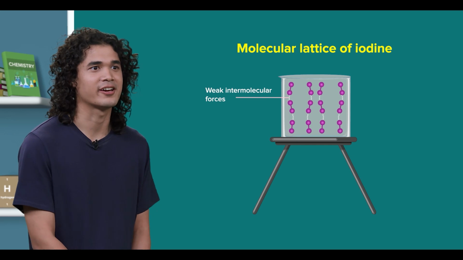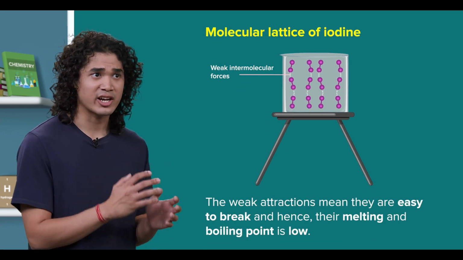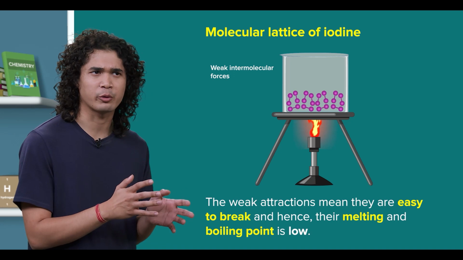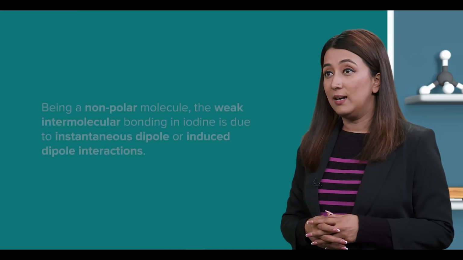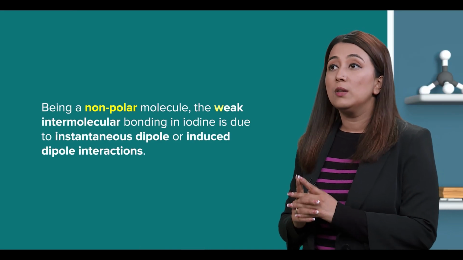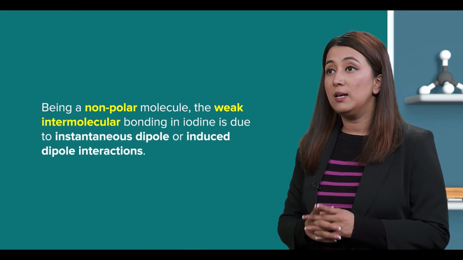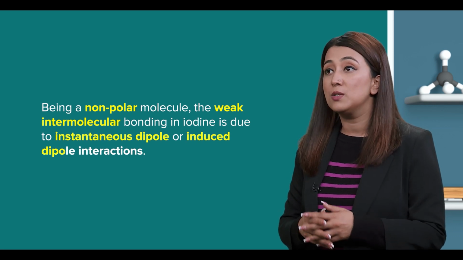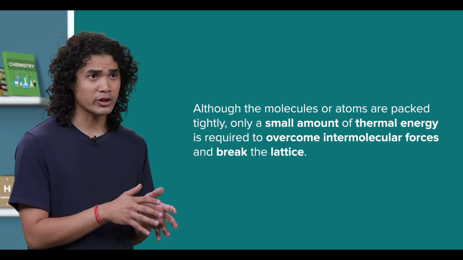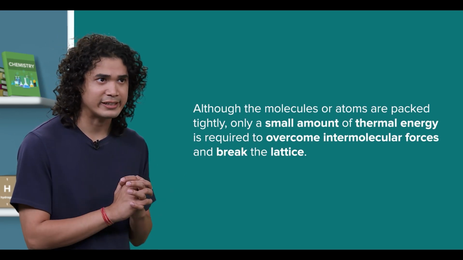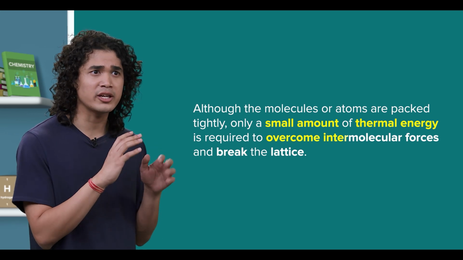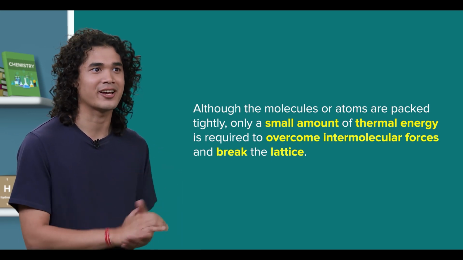I understand now. These weak attractions mean they are easy to break and hence their melting and boiling points are low. Exactly. Being a nonpolar molecule, the weak intermolecular bonding in iodine is due to instantaneous dipole or induced dipole interactions. Although the molecules or atoms are packed tightly, only a small amount of thermal energy is required to overcome intermolecular forces and break the lattice.